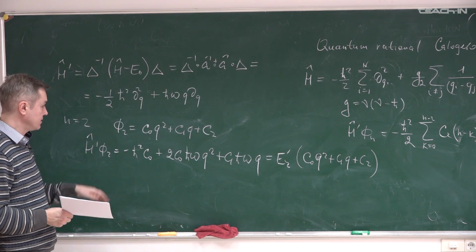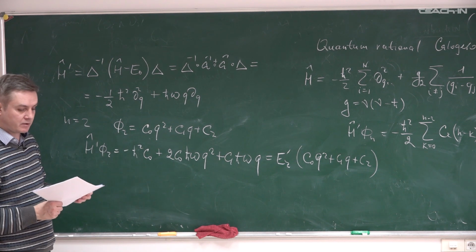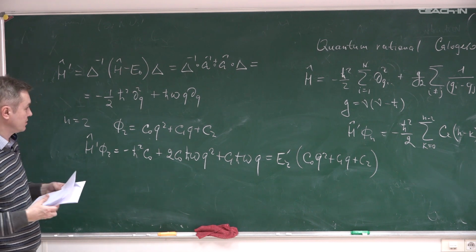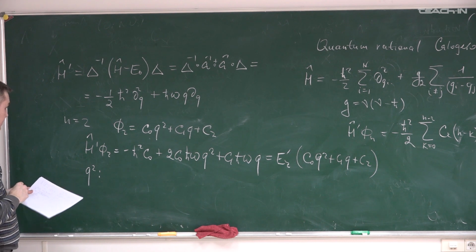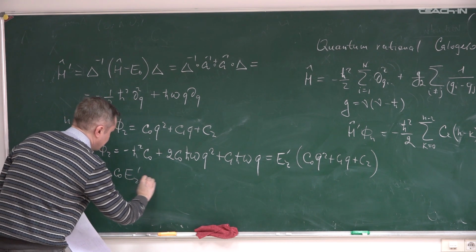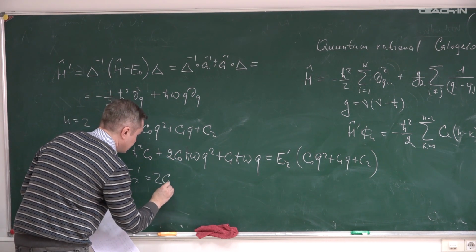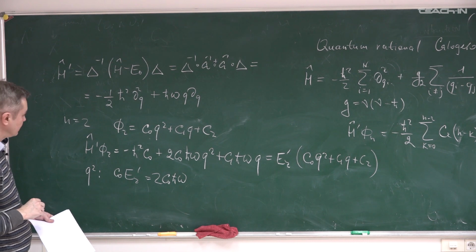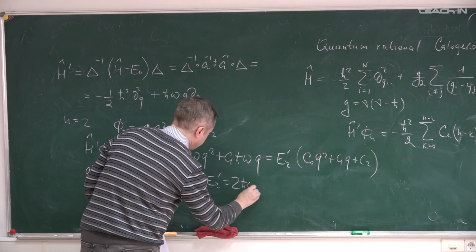And we have just 3 equations for coefficients, which appear by considering all possible powers of q. And these equations are as follows. For this power q squared, from the right we have c0 E2 prime, and from the left we have this expression, 2c0 h omega. And since c0 is not equal to 0, it means that E2 prime should be equal to 2 h omega.